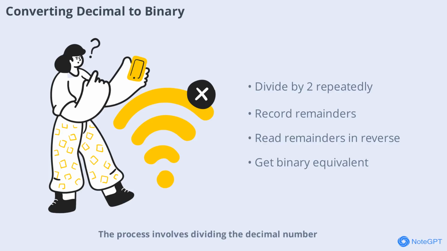The process involves dividing the decimal number by 2 repeatedly and recording the remainders. These remainders, read in reverse order, form the binary equivalent. This method is fundamental in digital electronics and programming, as it helps translate human-readable numbers into machine language.